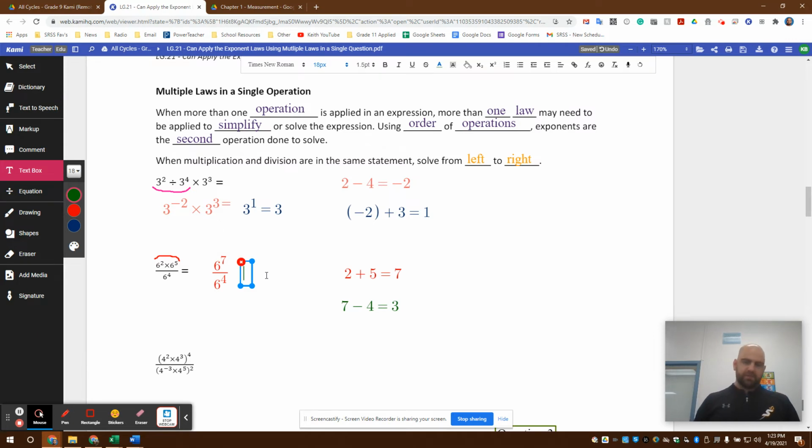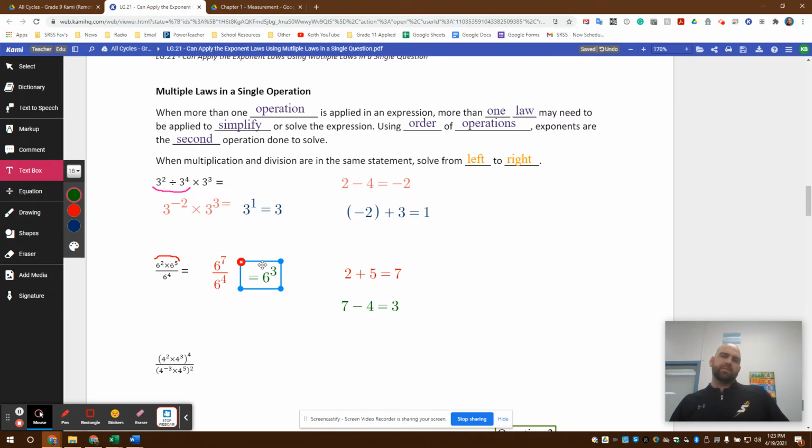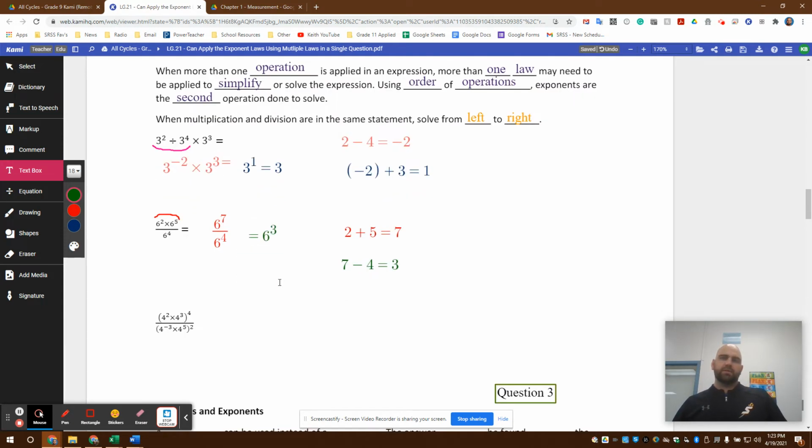And so this is going to give us, this is equal to 6 to the power of 3. So we work our way down, we simplify down to a single power. Now again, we can do that because they all have the same base. If they didn't have the same base, we wouldn't be able to do that.